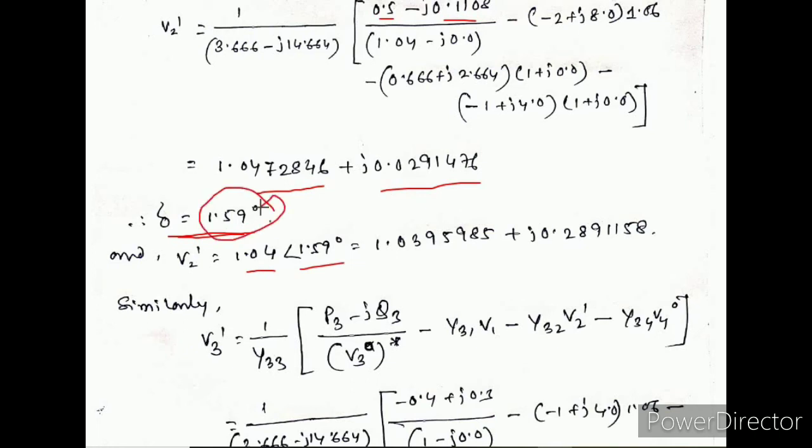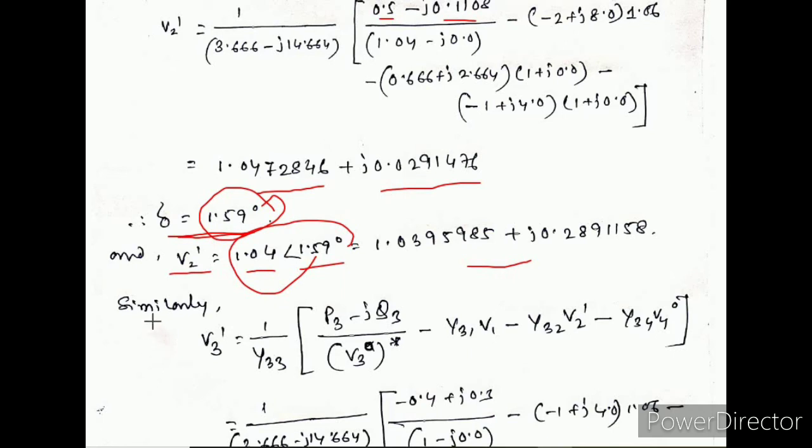Now you can see this angle is 1.59 degree. As it is 1.59 degree, that is why we will put it here. If we elaborate this one, polar to rectangular, then we will get 1.0395985 plus j0.28911158. So this will be the final V2 value, which value we can use in the next equation.